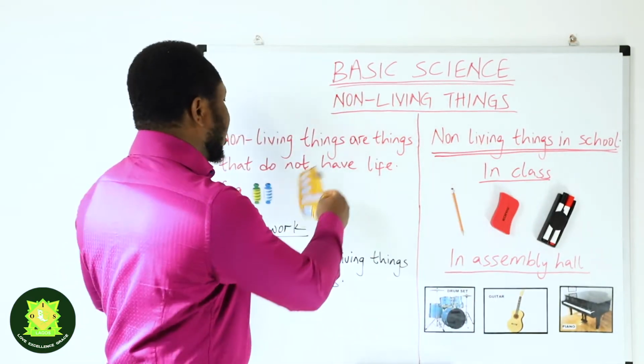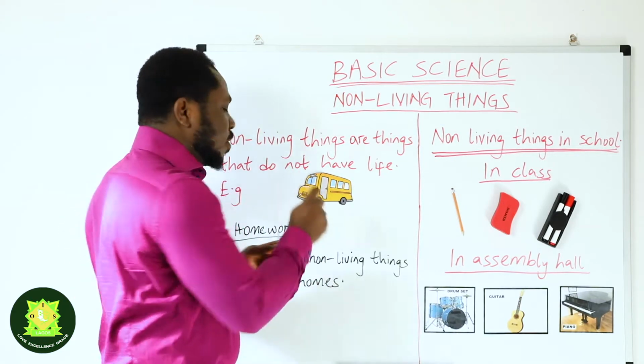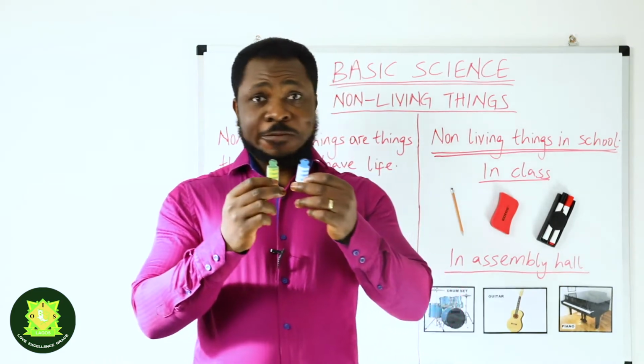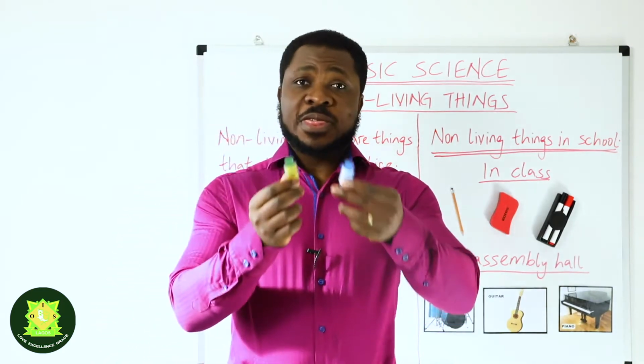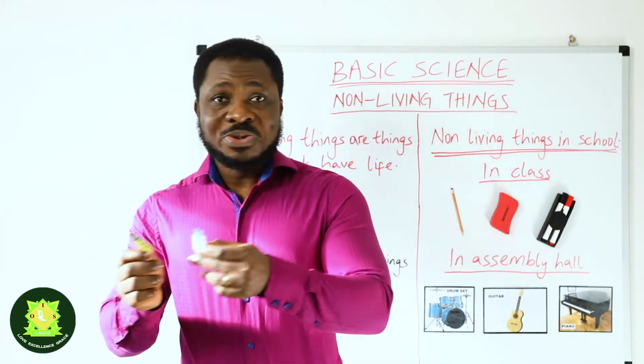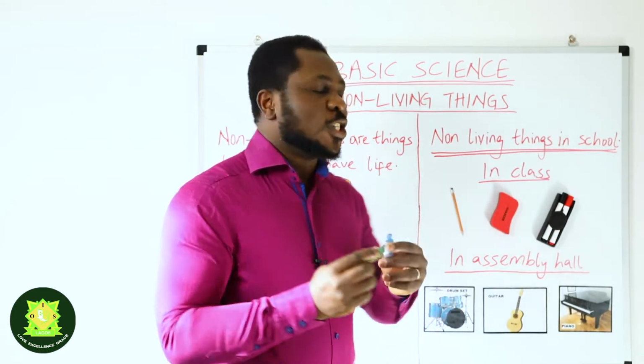Also a good example of a non-living thing is your sweet. Your sweet cannot take food. Your sweet cannot breathe in and breathe out. Your sweet on its own cannot move from the table to your bag. So a good example of a non-living thing is your sweet.